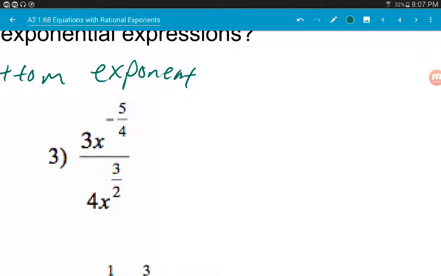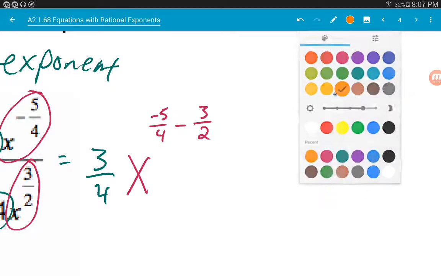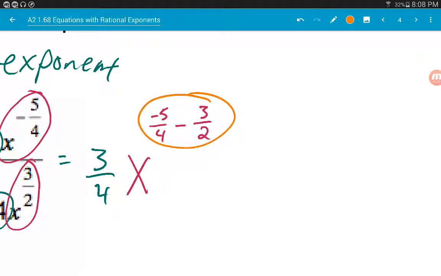What I would do is 3 over 4. 3 and 4 are just numbers, so we'll keep those like that, 3 over 4. But the x's have common bases, and they each have an exponent. So what we do is top exponent minus bottom exponent. So we have x to the negative 5 over 4 minus 3 over 2. Now, you have two options. When you're simplifying this, circled in orange, you could either multiply by 2 to make them have the same denominator, or you can take it to your calculator and make your life even easier.